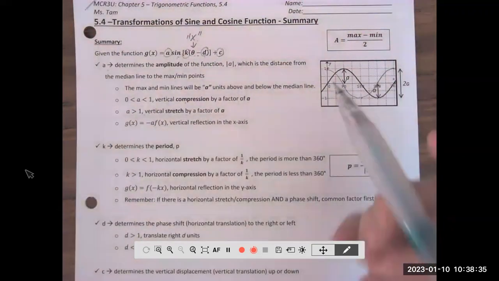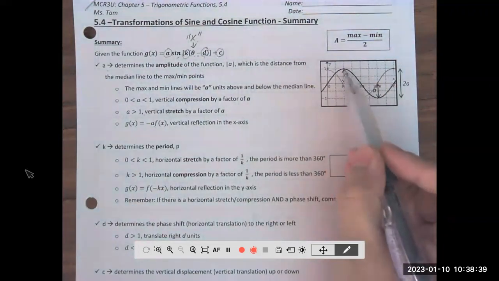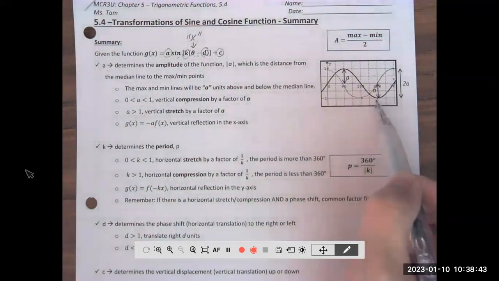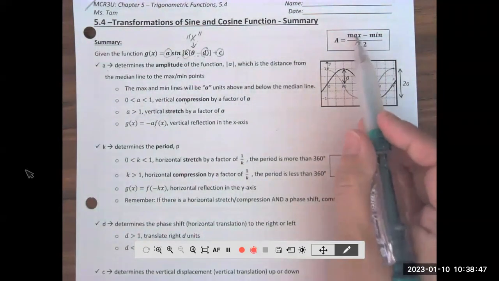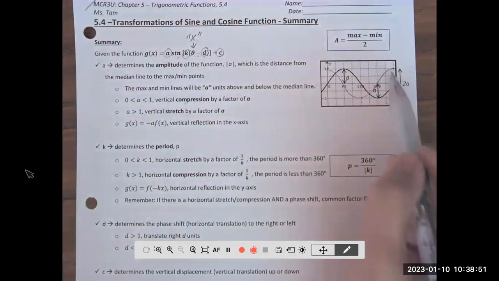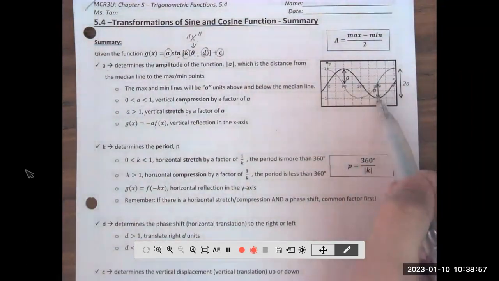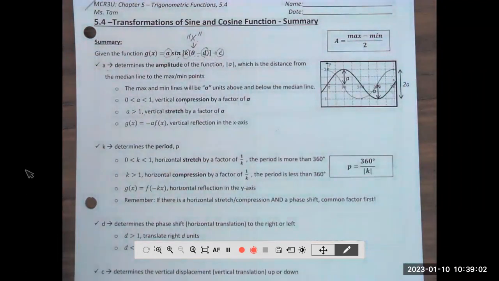So remember that the amplitude is the distance from the median line up to the maximum, or the median line to the minimum. You can also calculate the amplitude as max minus the min divided by 2. So I would get 2 times whatever this value is divided by 2, I would get my A value, which is also my amplitude. Just to give us a reminder of what that looks like.